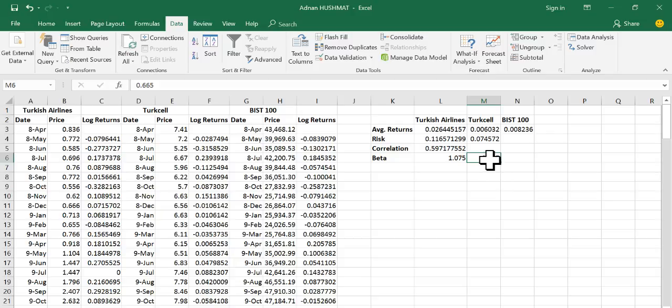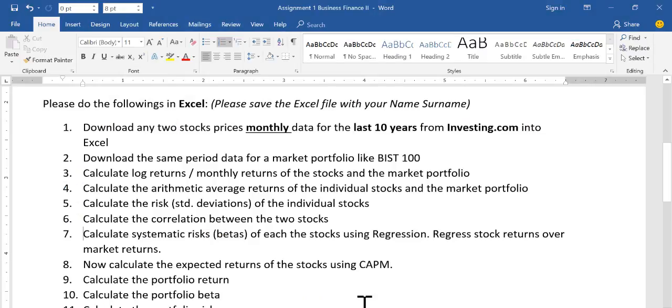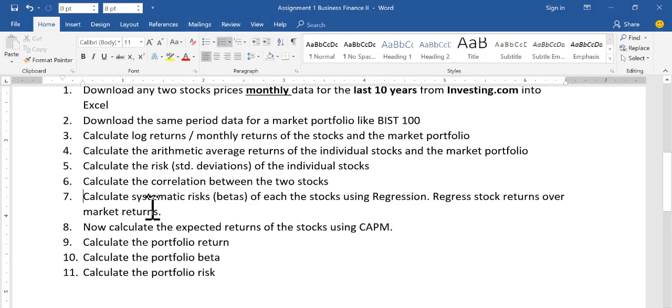It means that if the market goes up by 1%, this stock will go up by 0.665%. If the market goes down by 1%, the Turkcell stock will go down by 0.665%. So less than 1%, and it has a positive relationship with the market. It moves with the market, but it's a defensive stock. Okay, so we are done with our requirement number 7. We have calculated the systematic risk or beta of each stock.